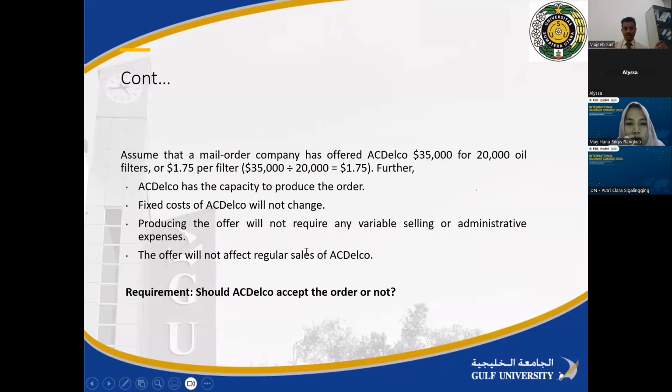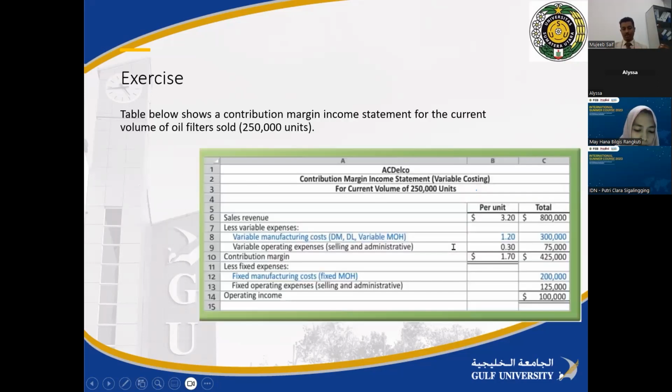And it is mentioned here in the exercise that producing this order will not require any variable selling and administrative expenses. If you accept this order, no need to spend any amount on selling and administrative expenses because you just produce and give it to the customer, right? So the cost that I should pay if I accept this order is only 1.2 for each filter.